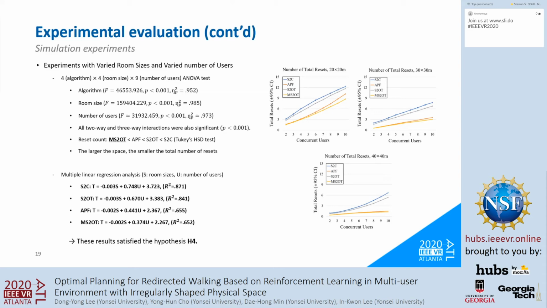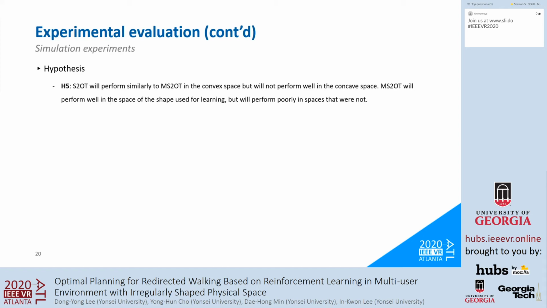The last hypothesis is that S-DOT will perform similarly to MS-DOT in convex space, but it will not perform well in concave space. And MS-DOT will perform well in the space shapes that were used for learning, but it will perform poorly in spaces that were not.